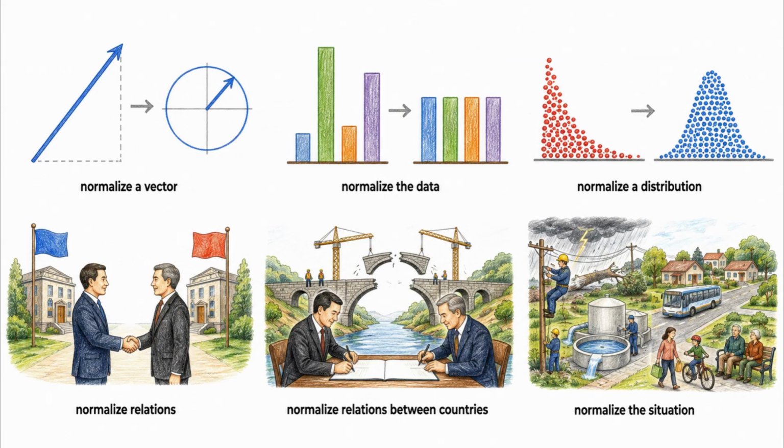Divide the vector by its magnitude to normalize a vector to length 1. Convert the values to a common scale to normalize the data before comparison. Apply a transformation to normalize a distribution that is strongly skewed.